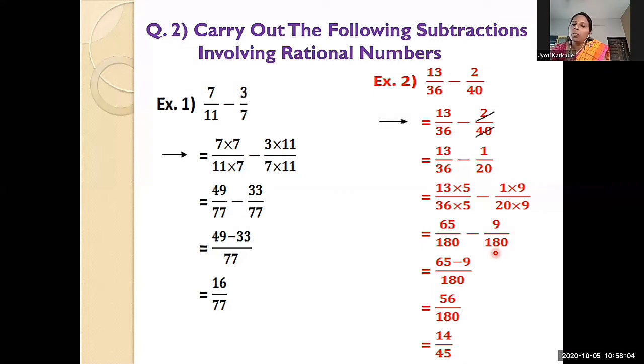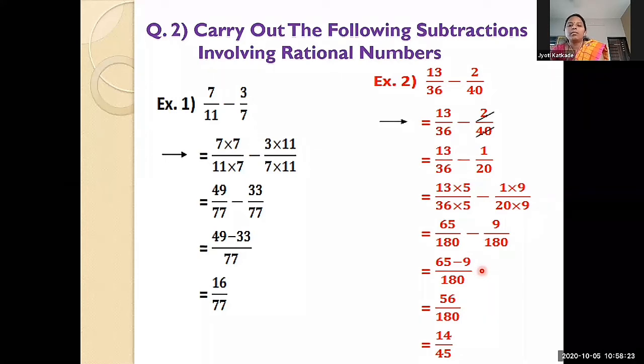Now the denominator is the same, 180. When the denominator is the same, then subtract the numerator values. 65 minus 9 divided by 180. When we subtract 9 from 65, we get 56.